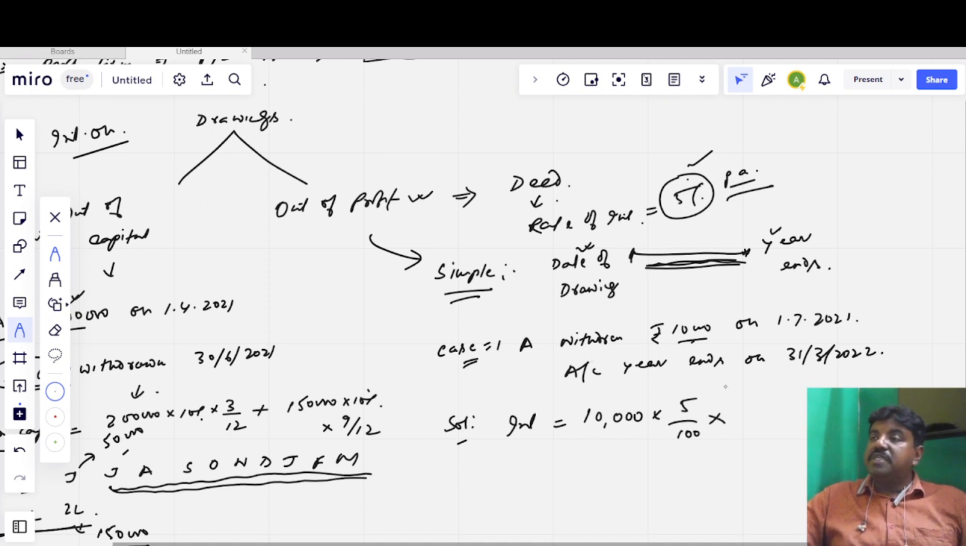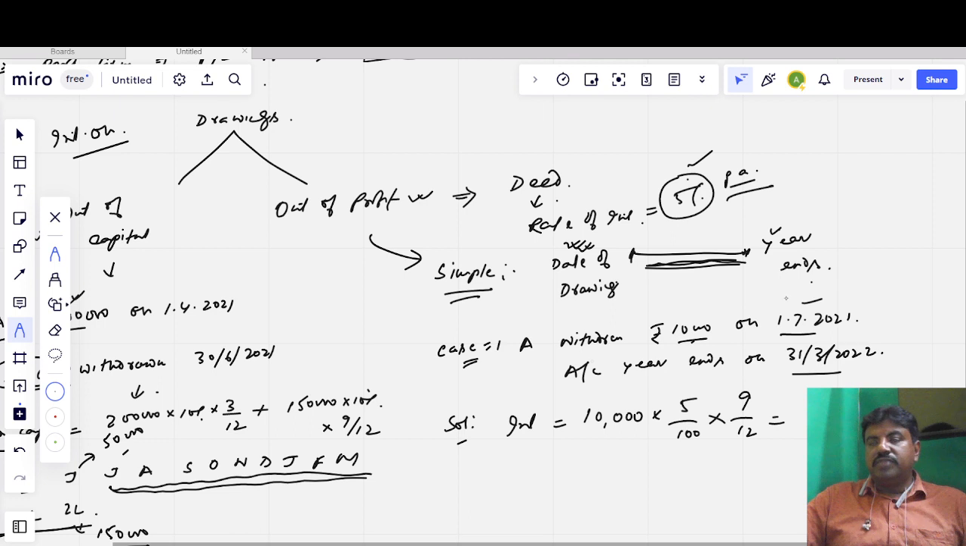And then you have to see the time, that is, the date of drawing is 1st July and the year ends on 31st March. So you have to count the time period from July to March. So July, August, September, October, November, December, January, February, March. So interest will be for 9 months. So to calculate interest, this simple rule you have to keep in your mind. You have to read the sums, you have to understand the date of drawing and the year end.